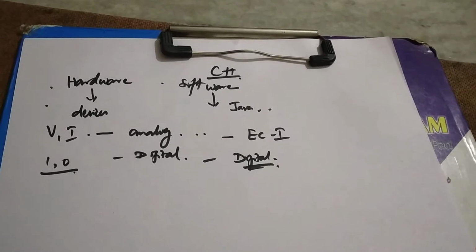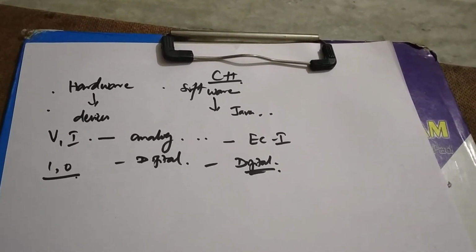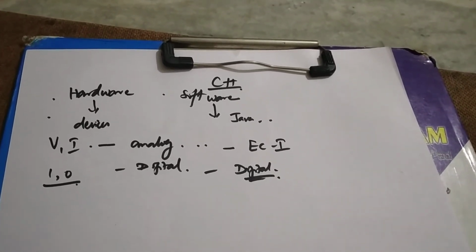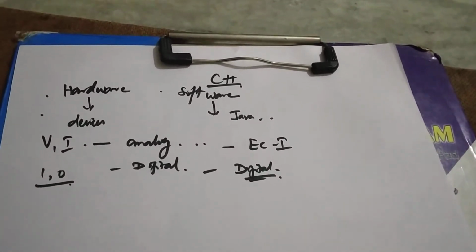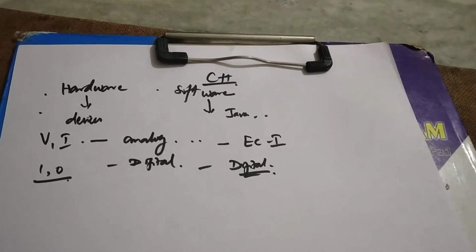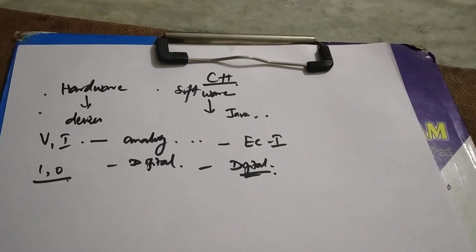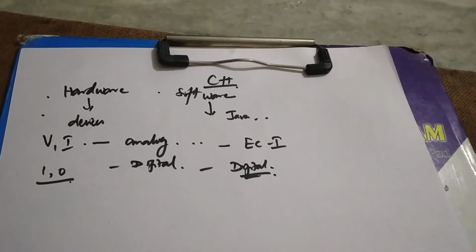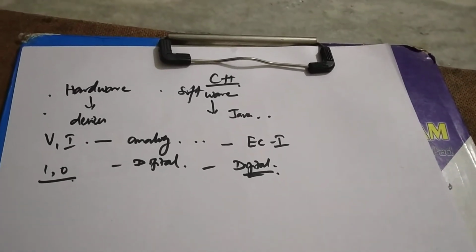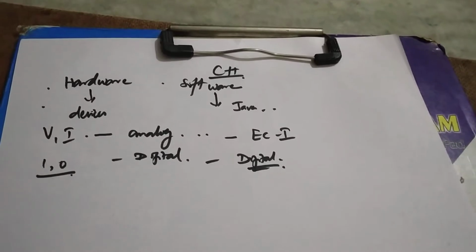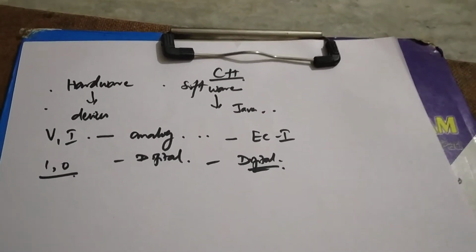The second perspective of digital devices goes like this: it can store information. If it is 1, the information is being stored, and if it is 0, the information is not being stored. And the third perspective of a digital circuit is that I can read the information from the digital device.